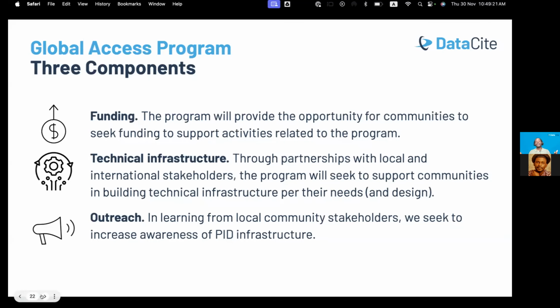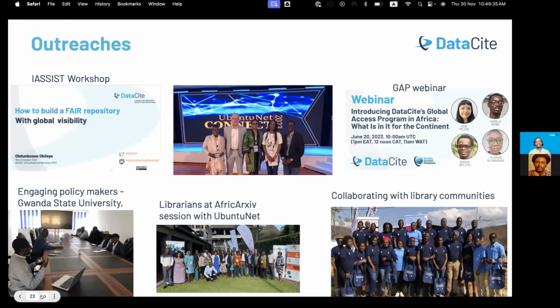Also, we want to provide funding. The technical infrastructure is also supported by the organization, and they want to provide funding to support this. So what we have done is, for the outreaches, I just gave some of the outreaches that we have been part of since this program started.